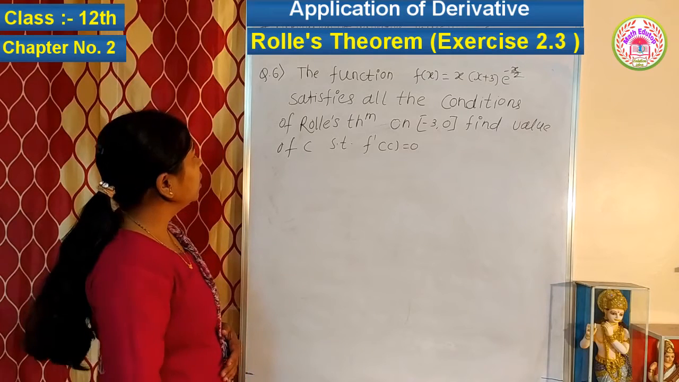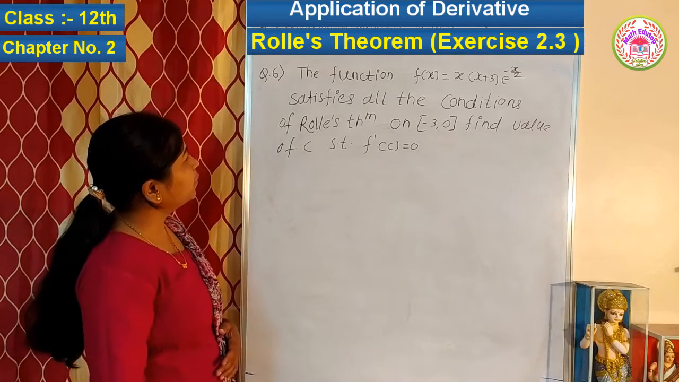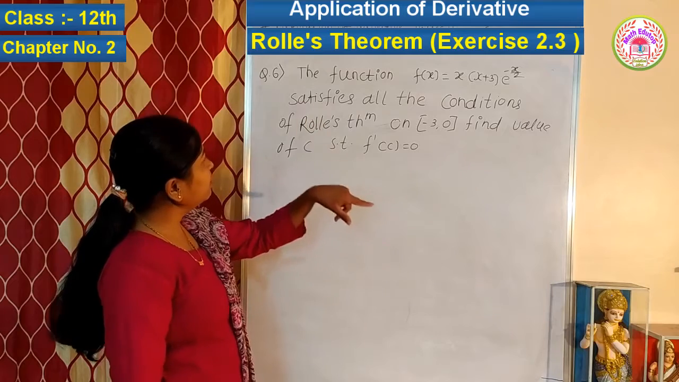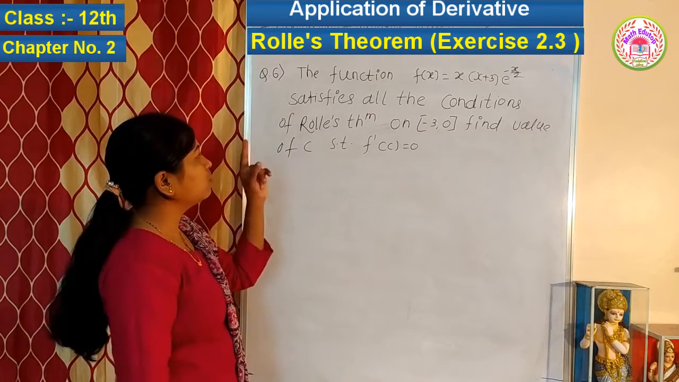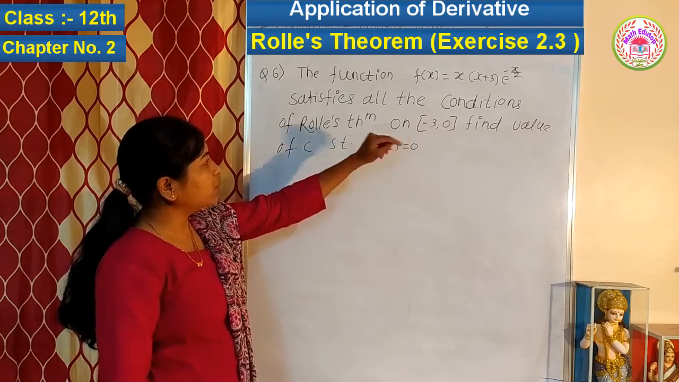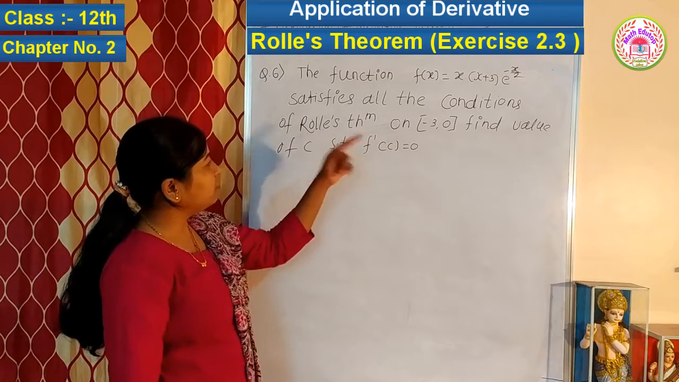Question number 6. The function f of x is equal to x into x plus 3 into e raised to minus x by 2 satisfies all the conditions of Rolle's theorem on the closed interval minus 3 0. Find the value of c such that f dash of c is equal to 0.